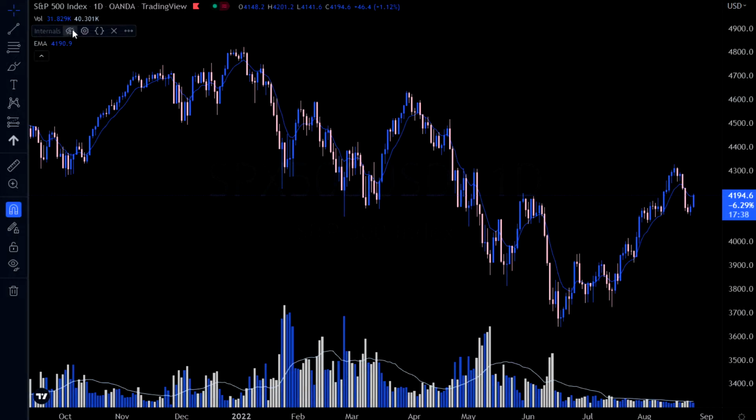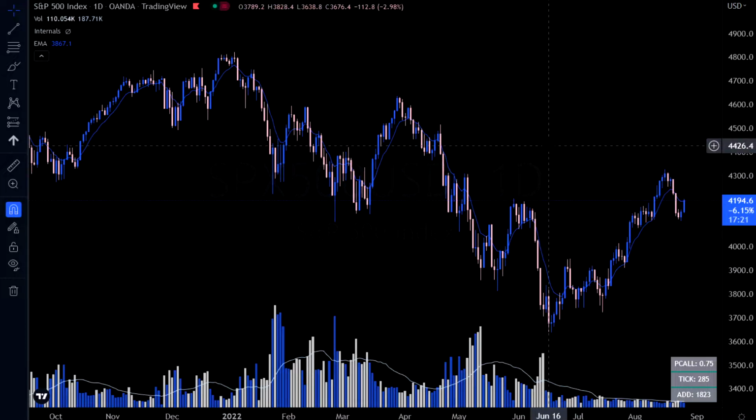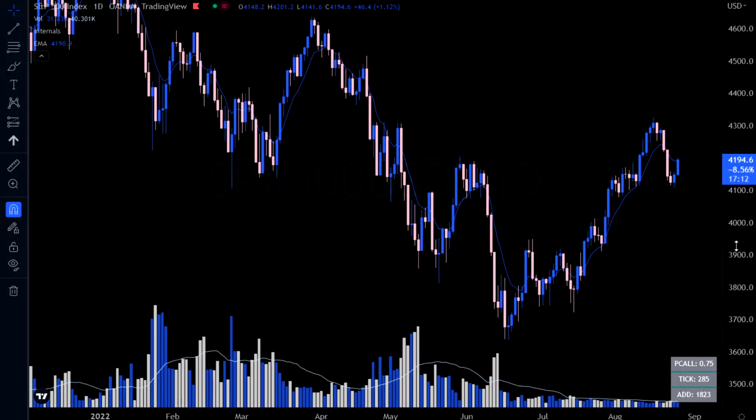So you can see if I uncheck that, you guys will see what pops up. If I click to view it, you can see the P call ratio, which basically tells you how many puts versus calls are open. If it's below 1, that means there's more calls open, and if it's above 1, that means there's more puts open. Typically, this is going to stay below 1 unless we get extremely bearish, which is pretty rare.